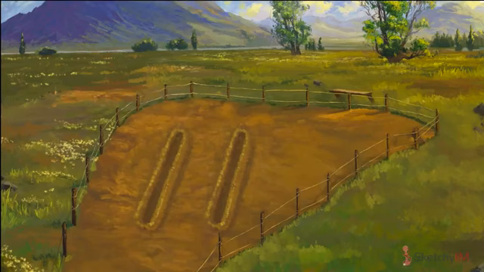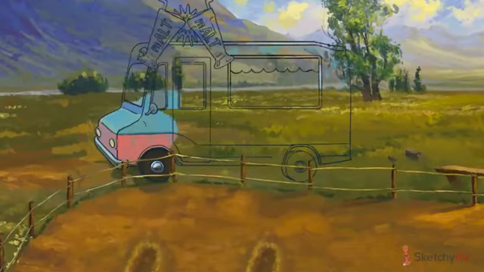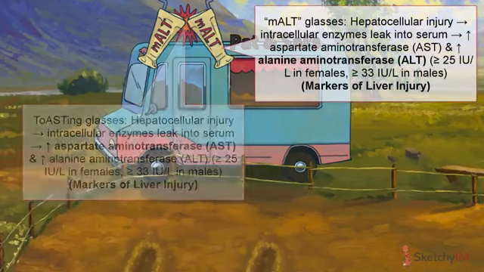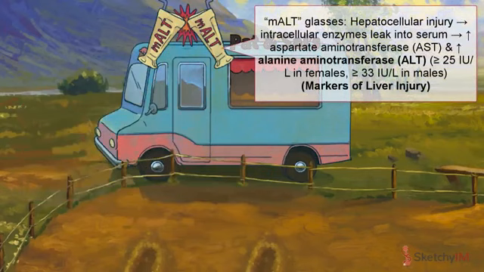Let the fun begin. The standard panel of liver tests is sometimes referred to as LFTs, or liver function tests. This is a bit of a misnomer because many are markers of liver injury, not liver function. How do you know who's who? We're getting to that. Aspartate aminotransferase, or AST, and alanine aminotransferase, or ALT, are markers of liver injury. In particular, hepatocellular injury. Hence the name, Pat and Sal's.